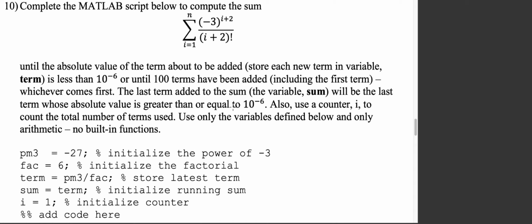So this sounds like a while loop to me, because we're just going to keep doing something until we reach a certain amount, and we don't know when we're going to do that. So that's the purpose of our while loop. And it says the last term added to the sum, the variable sum, will be the last term whose absolute value is greater than or equal to 10 to the negative 6. So this also confirms that it's a while loop.